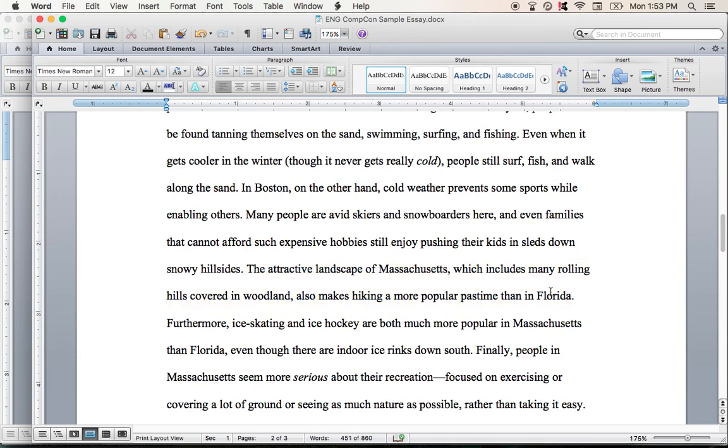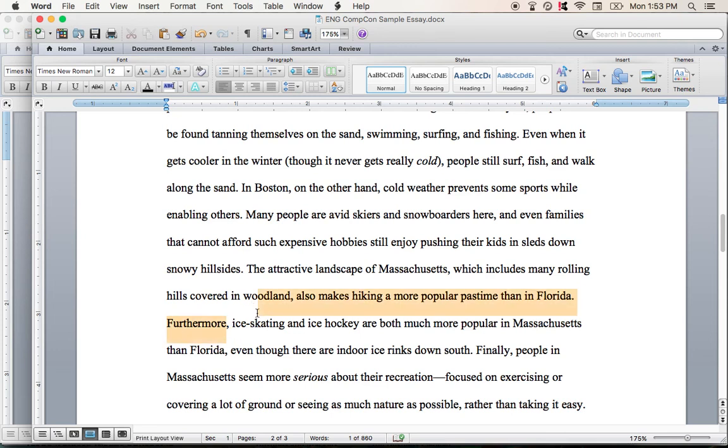I didn't really explain it well, but Massachusetts has a landscape that's interesting to walk up and down, whereas Florida is very flat, and people don't hike as much in Florida. Furthermore, here's a signal word that lets us know here's another point.